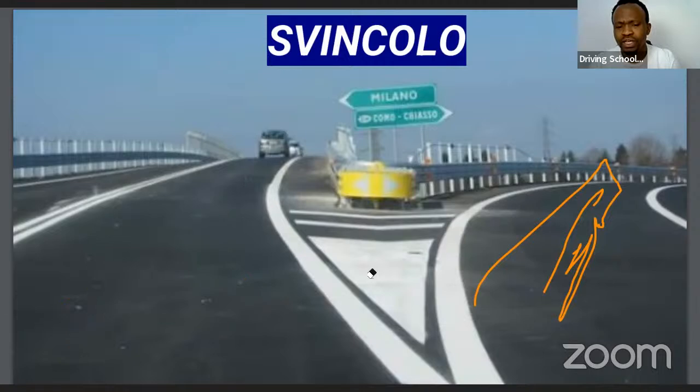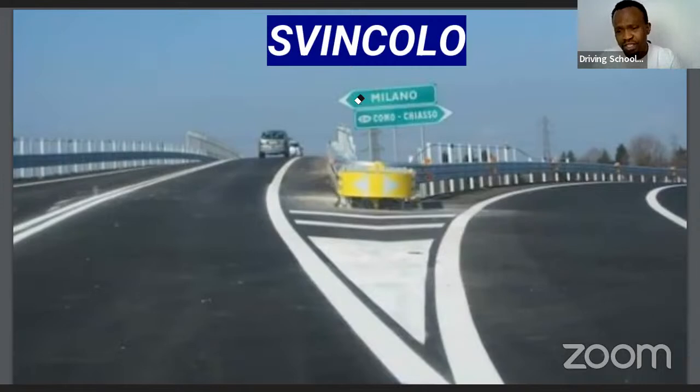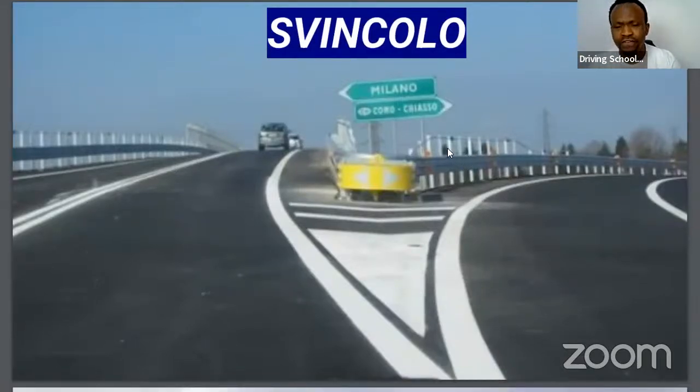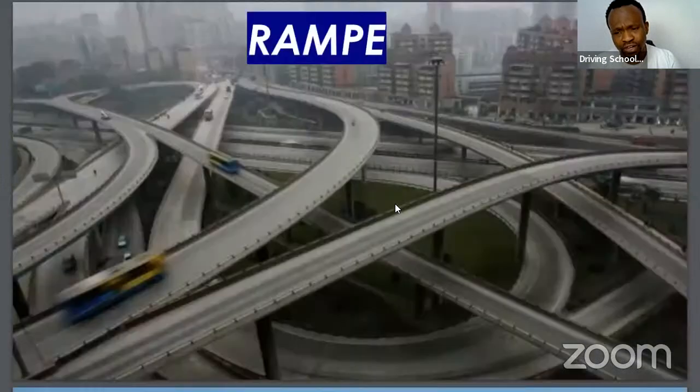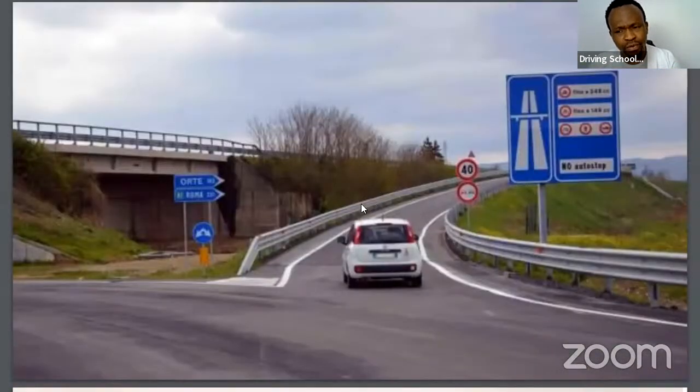Remember, svincoli also means free. Because if you want to free yourself from this road, you use this place. That is why you see that word here, svincolo. Now, this place is another place they are referring to. Another thing I forgot to tell us is this word they use here, normale flusso del traffico. What are they referring to? For example, this one is also svincolo here.